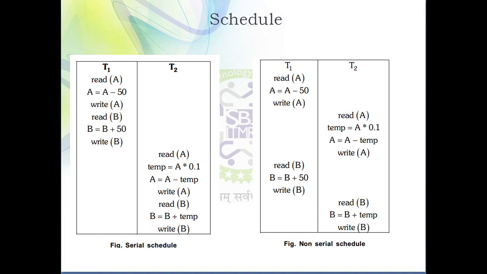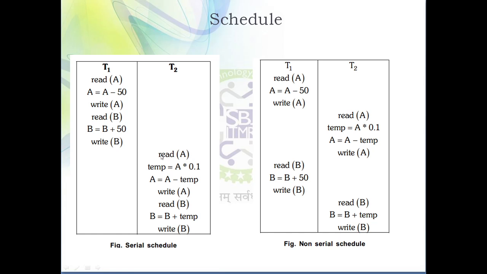So here what is your observation? Your observation is that unless and until transaction T1 finishes its execution, transaction T2 will not start. So this is a specialty of a serial schedule. Serial means what? In a particular sequence. So what is the specialty of a serial schedule? Unless and until one transaction completes its execution, another transaction will not start.